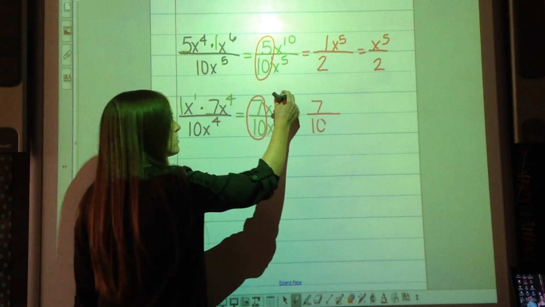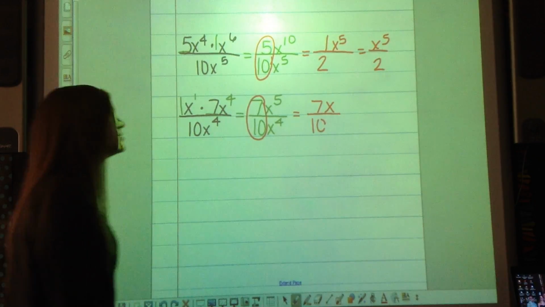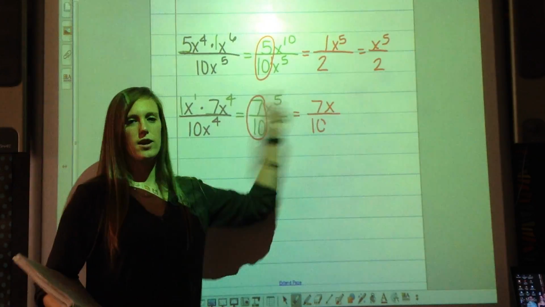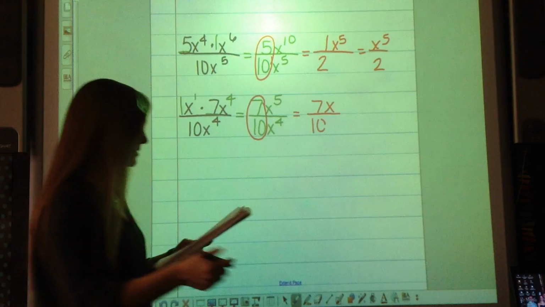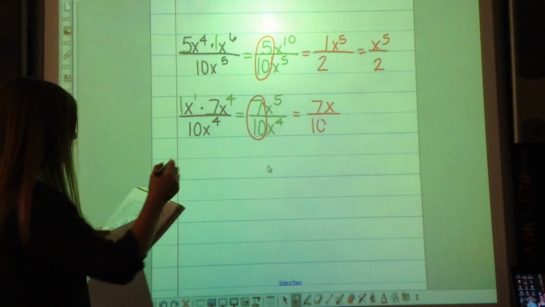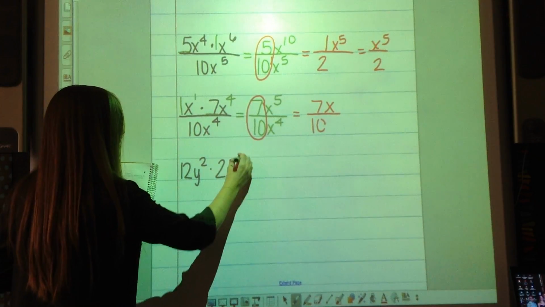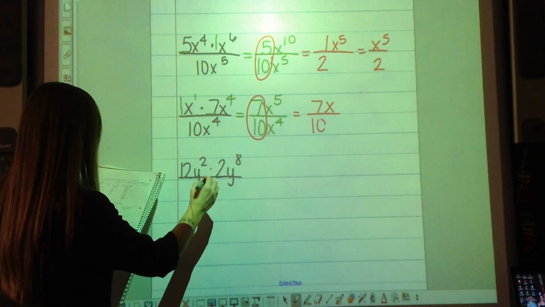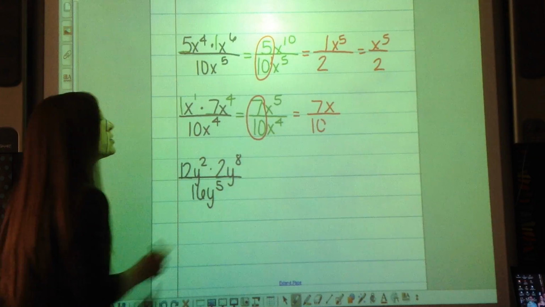So we would have added, we would have gotten 5. This is something you know how to do. Here I have 5 minus 4, so I get 1. Okay, sorry about that. Let's try another one of those, see if I can write it right. 12y squared times 2y to the 8th all over 16y to the 5th. Push pause and try this one.